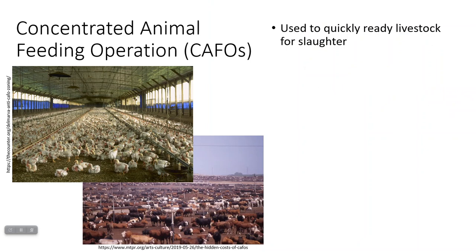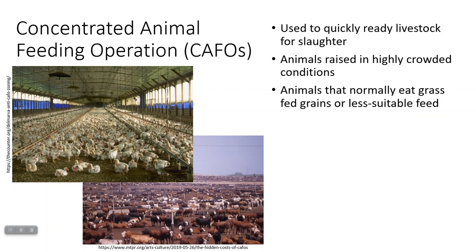So let's look at a CAFO. These are some pictures of CAFOs. One that is just lots of chickens in a chicken house, and another that is a lot of cattle. So these operations are used to really quickly raise livestock, get them fattened up as quick as possible, so that way you can slaughter them. The animals tend to be in very crowded conditions, and a lot of times these animals aren't eating the foods that they would naturally eat.